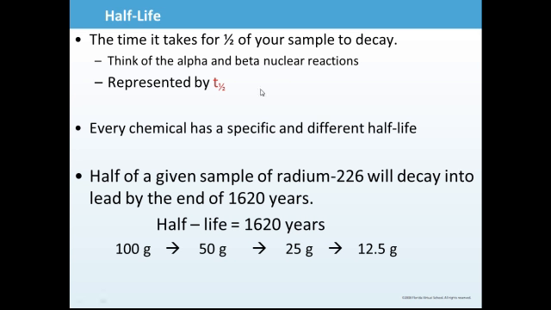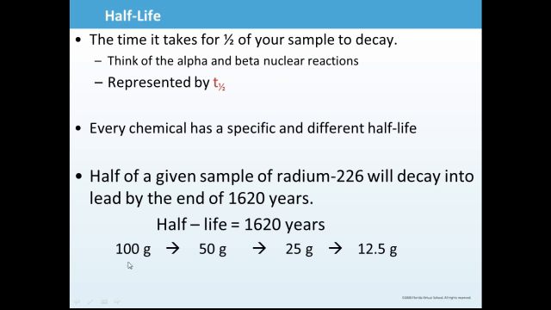We will represent the half-life by lowercase t with a subscript of 1/2. Remember, half-life is a time. How long does it take for half of your sample to fall apart? An example: half of a given sample of radium-226 will decay into lead by the end of 1,620 years. That means the half-life is 1,620 years.